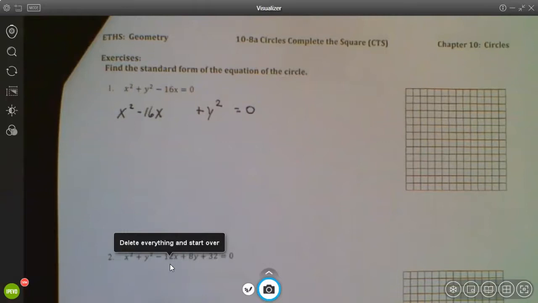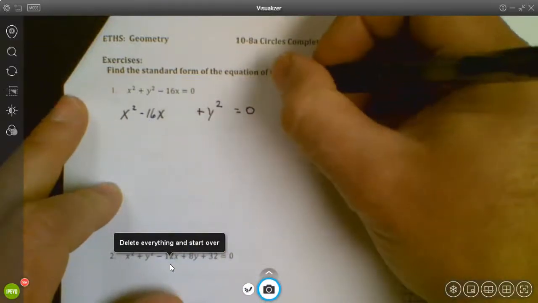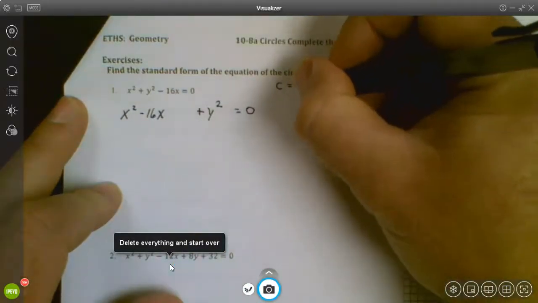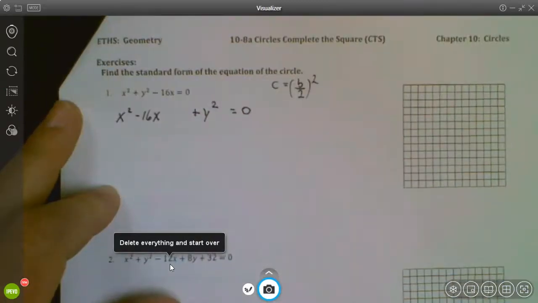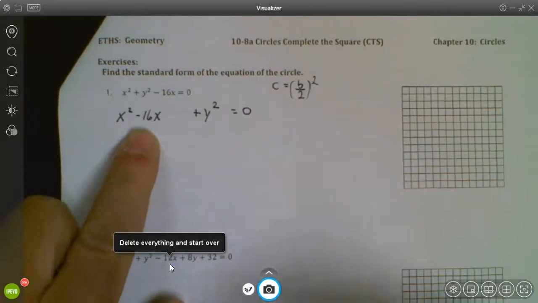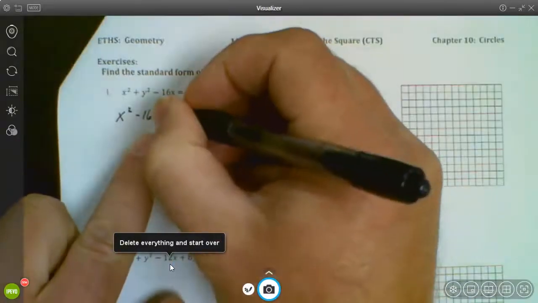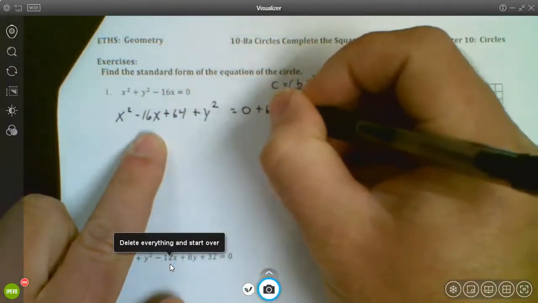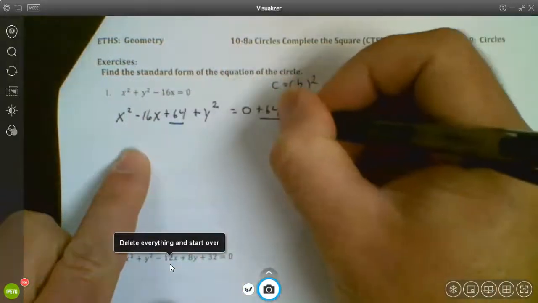So let's just start with the x's for a minute. Similar to the last one that we did, my b value is 16. So remember, this is the formula we're using to complete the square. So if I put my negative 16 in there, I get negative 8 squared, which is 64. So I'm going to add 64 to both sides. Don't forget to do that. That's important. Whatever you do to the left, you got to do to the right.